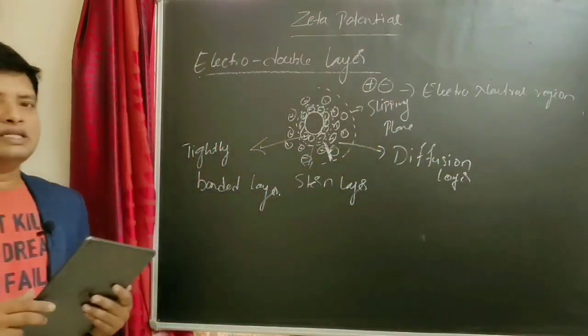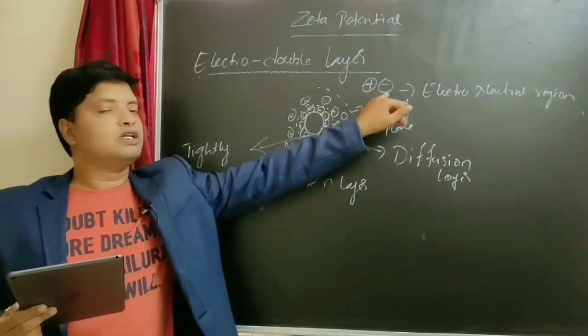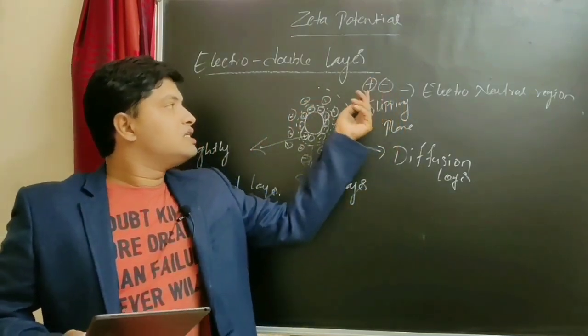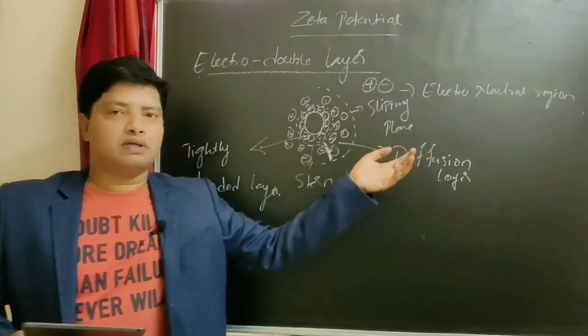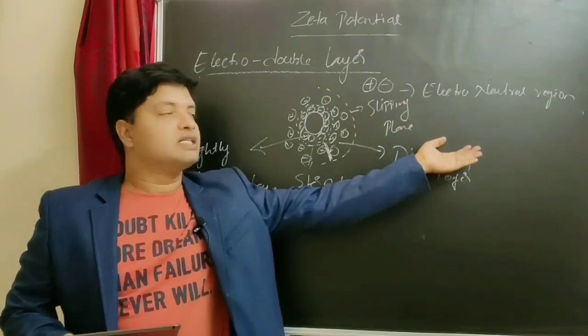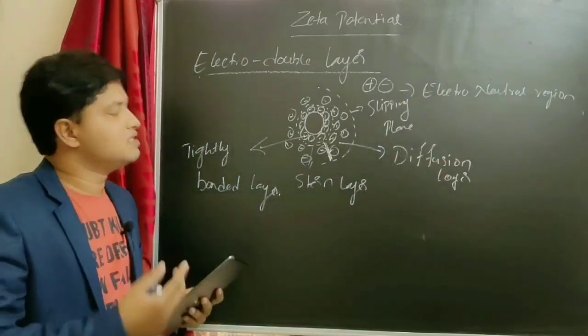Okay, the region where there will be equal distribution of positive and negative ions, and hence, because there is an equal distribution of positive and negative ions, that region will be electrically neutral, hence we call it the electroneutral region. Now, what is zeta potential?